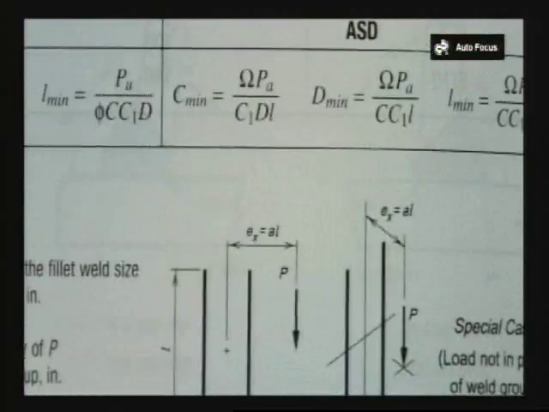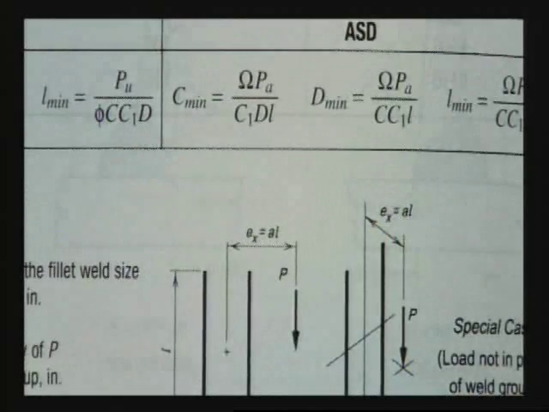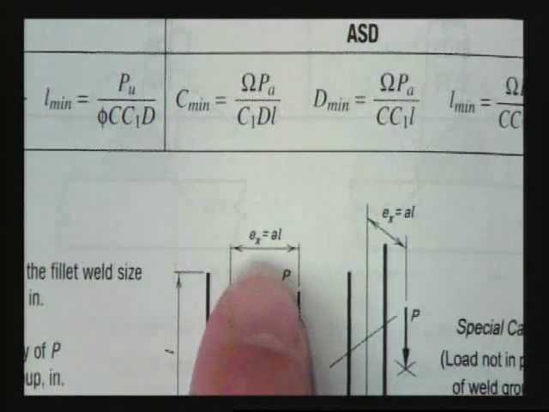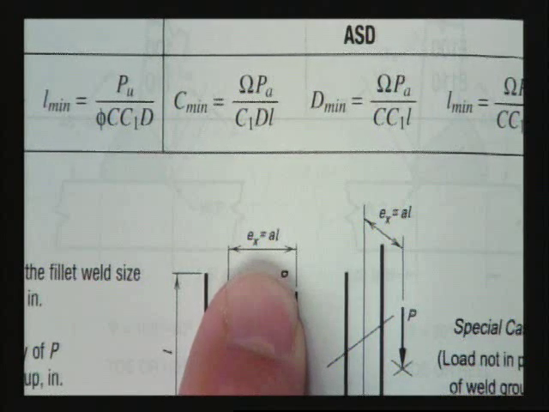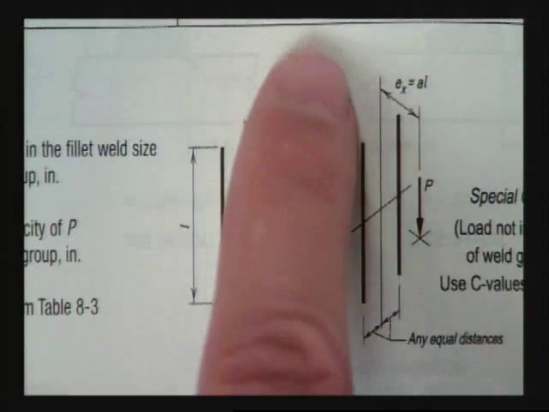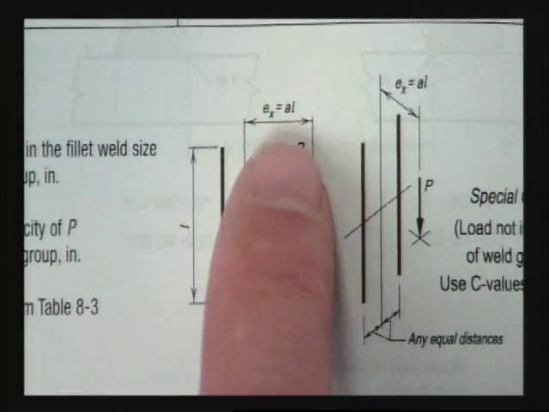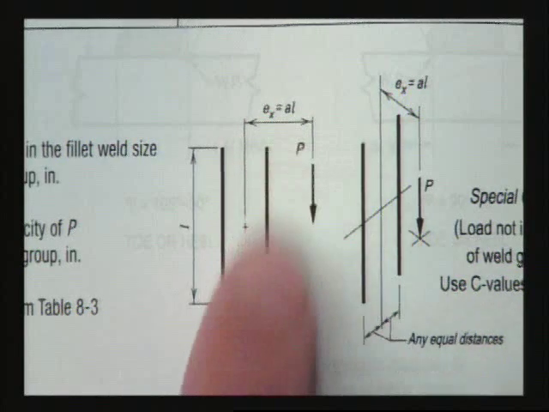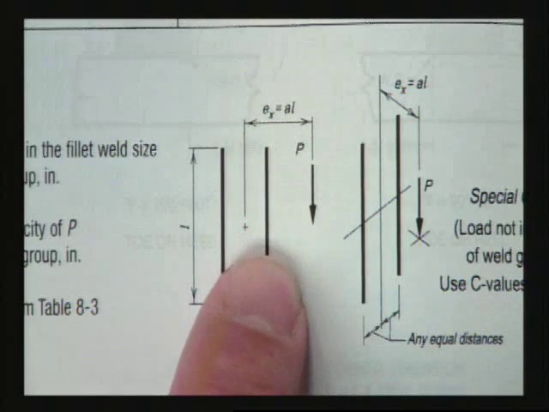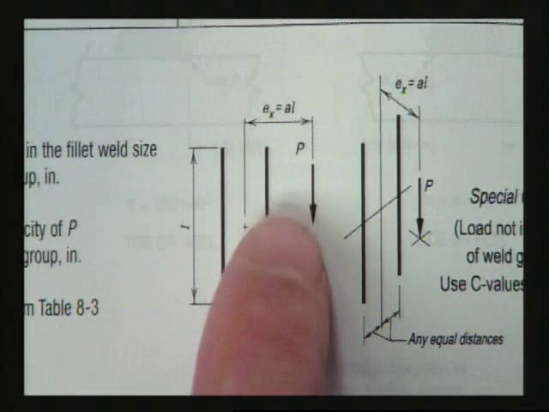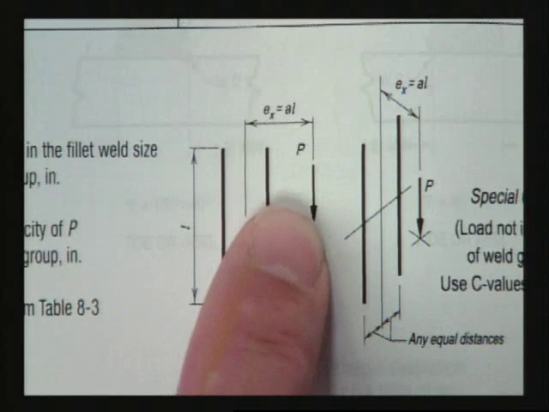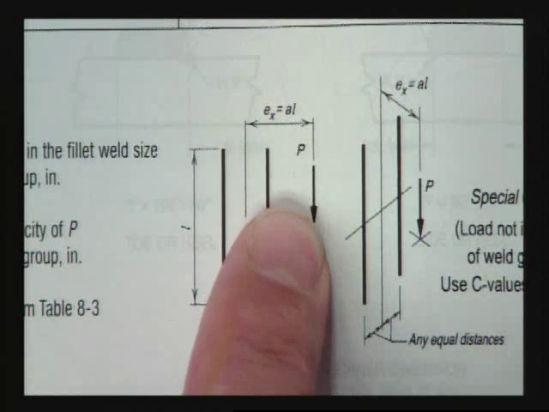You look at this picture now. We've got this epsilon. This E is in terms of A times L, and L is the length of your weld. So you're going to solve for the eccentricity in terms of the length. Does that make sense? So if your weld was 10 inches long, and your eccentricity was 1, your A would be 1/10, wouldn't it? 0.1.